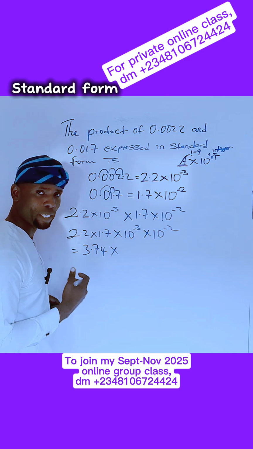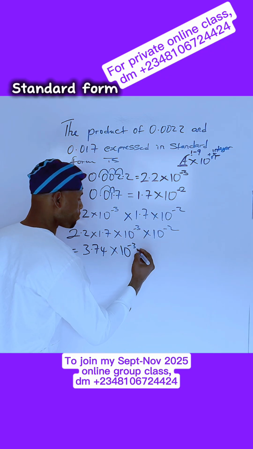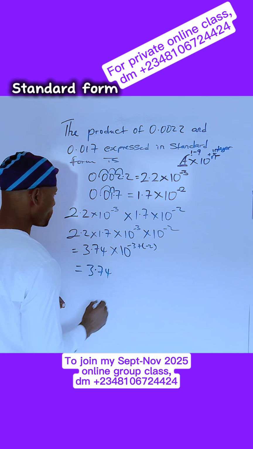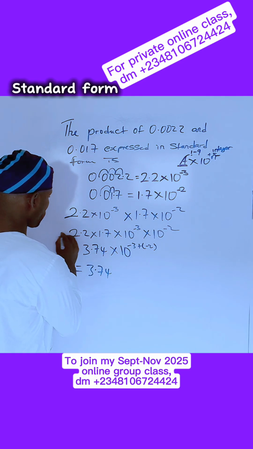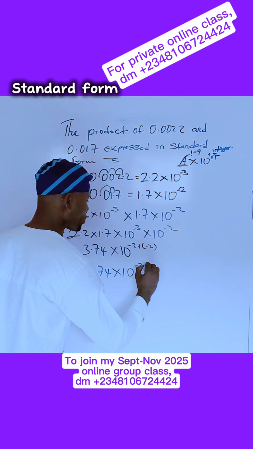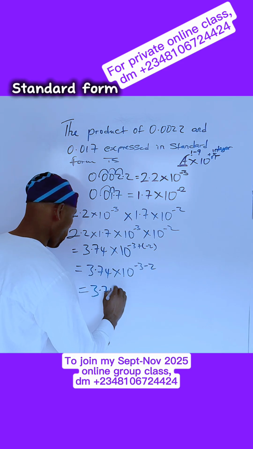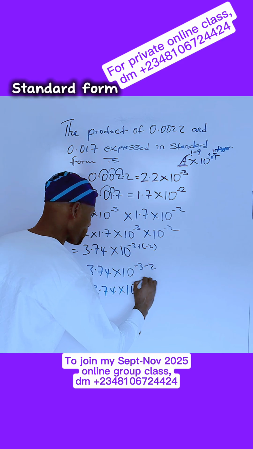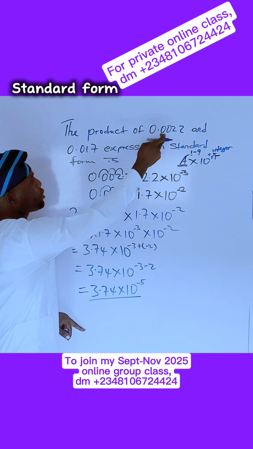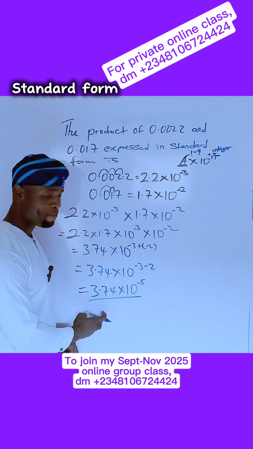Since we are multiplying the same base, we add the powers. We just take one of the base. We add the powers. Minus 3 plus minus 2. We then have 3.74 times 10 raised to power minus 3 plus minus 2. It will be minus 5. Now we have 3.74 times 10 raised to power minus 3 minus 2, which is minus 5. Now we have expressed the product of this number and this number in standard form. And this is what we have. That is it.